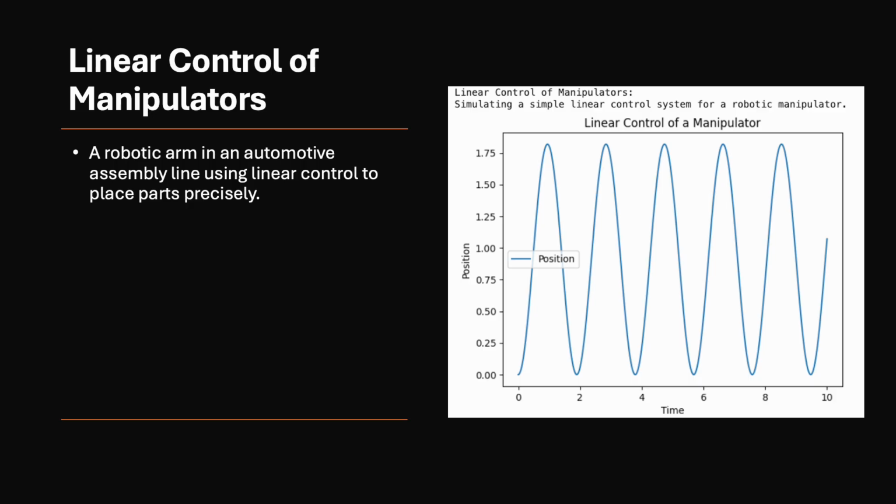However, it is important to note that linear control may have limitations when dealing with highly nonlinear systems or when large deviations from the operating point occur. In such cases, more advanced control strategies such as adaptive or nonlinear control may be necessary. Despite these limitations, linear control remains a cornerstone in the field of robotics, providing a reliable and efficient means of achieving precise manipulations in various industrial and research settings.